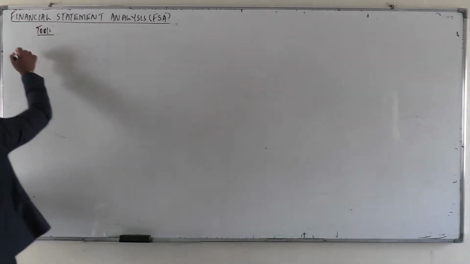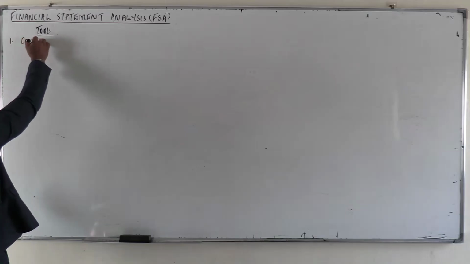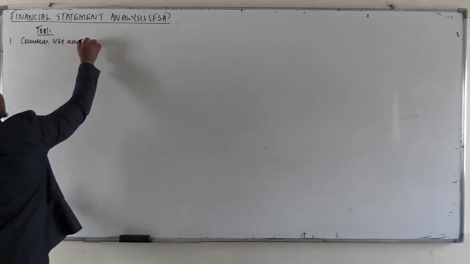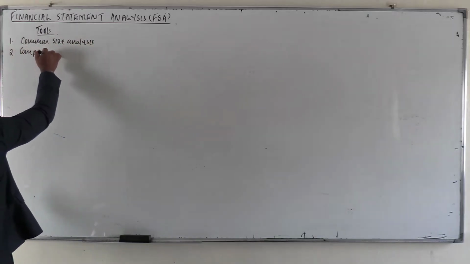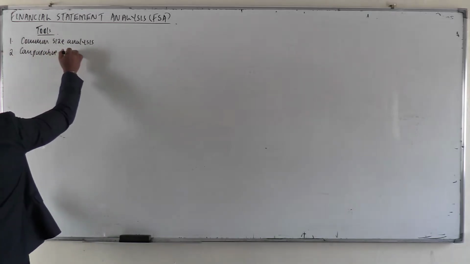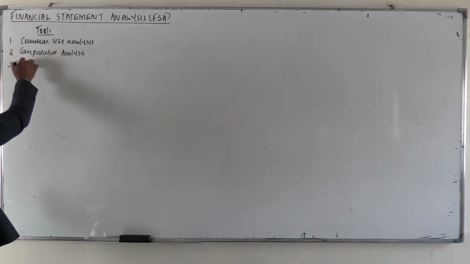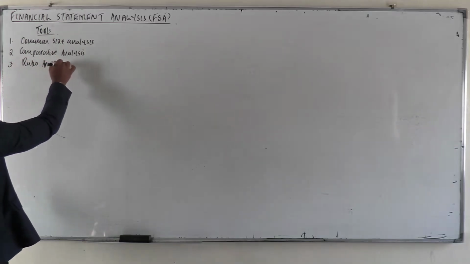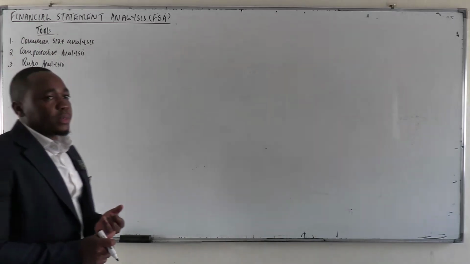The tools are classified into three. Number one, we have the common size analysis. Number two, we have the comparative analysis, as well as the ratio analysis. Those are the key tools of financial statement analysis. Now kindly pay attention here. Let me explain.